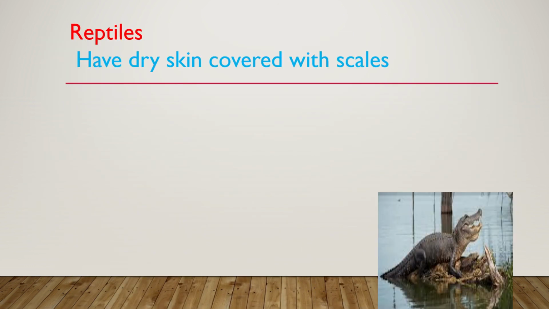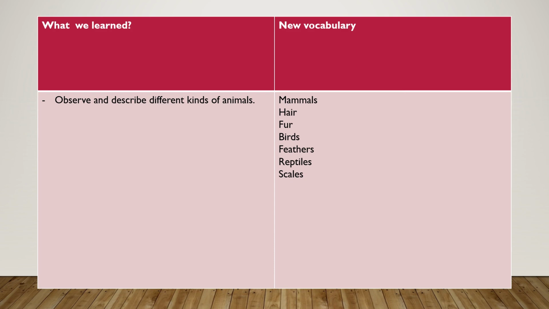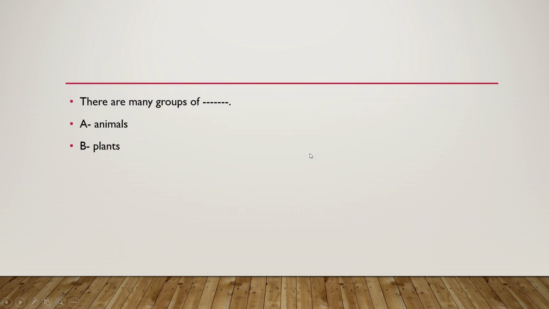So what did we learn today? We learned that we can now observe and describe the different kinds of animals. Mammals have hair or fur. This is a new vocab. The birds have feathers, two legs, two wings, and beaks, and the reptiles have dry skin with scales.